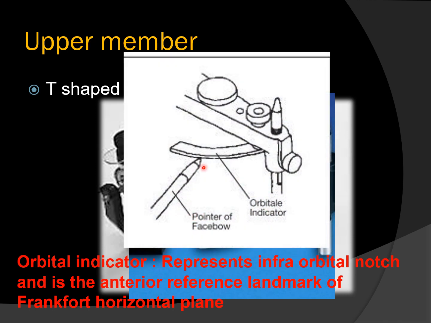The orbital pointer of the face bow should contact the orbital indicator during articulation. And when used with an orbital pointer on a face bow, it actually provides an anatomical vertical orientation for the upper arch and also avoids the use of any average reference line on the incisal pin. So the orbital indicator represents the infraorbital notch and also provides vertical orientation for the upper arch, eliminating the need of any average reference line on the incisal pin.